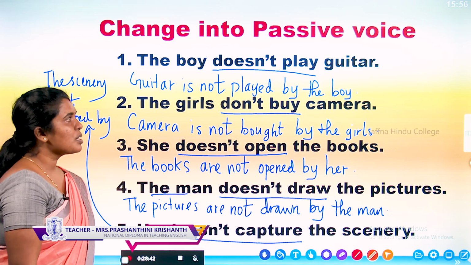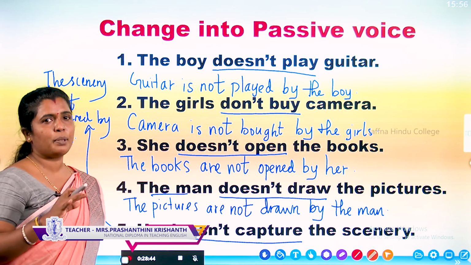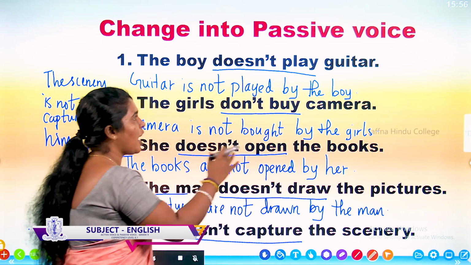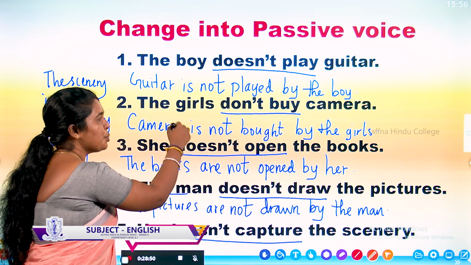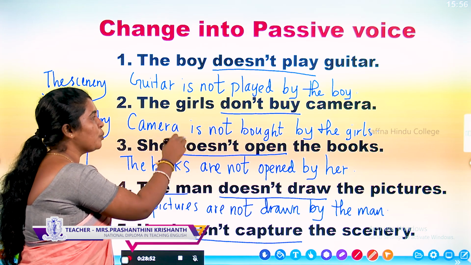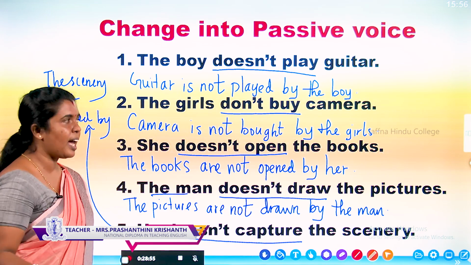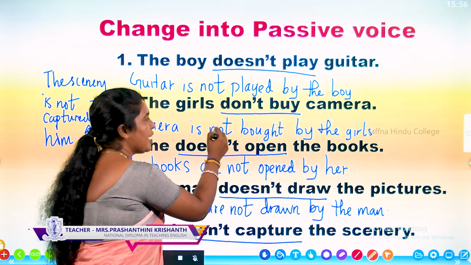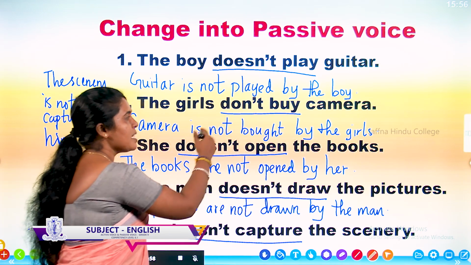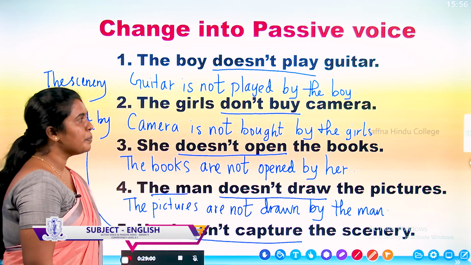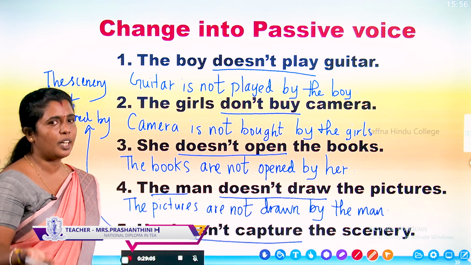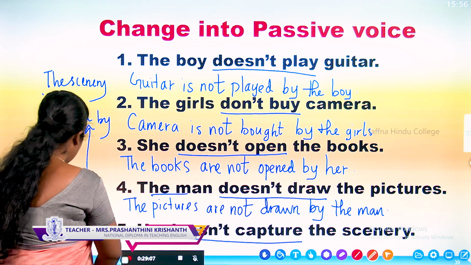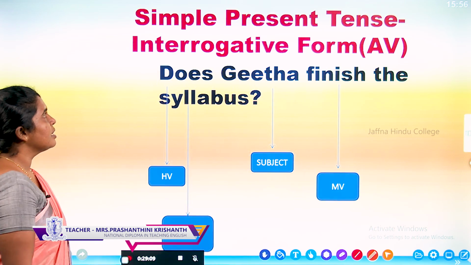Okay, children. So this is not a big problem, big issue for you. Just take the object first, then choose the correct format of helping verb, is or are or am. After that you have to add not, then the past participle form of the verb, then by, finally you have to put the doer. Okay. Let's go to the next one.